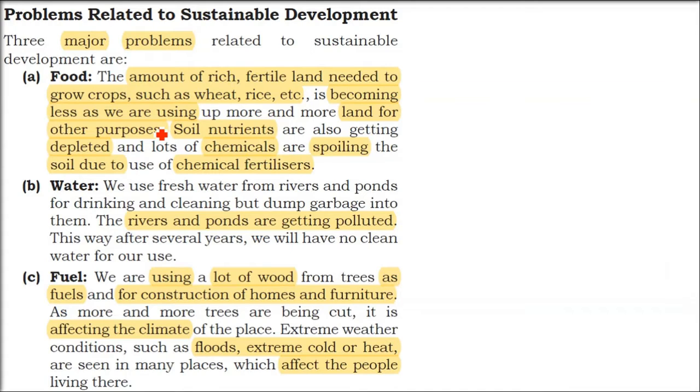So what are the problems related to sustainable development? There are certain major problems we need to discuss, because just saying sustainable development doesn't work. We need to understand the roadblocks also. Let us start with food.